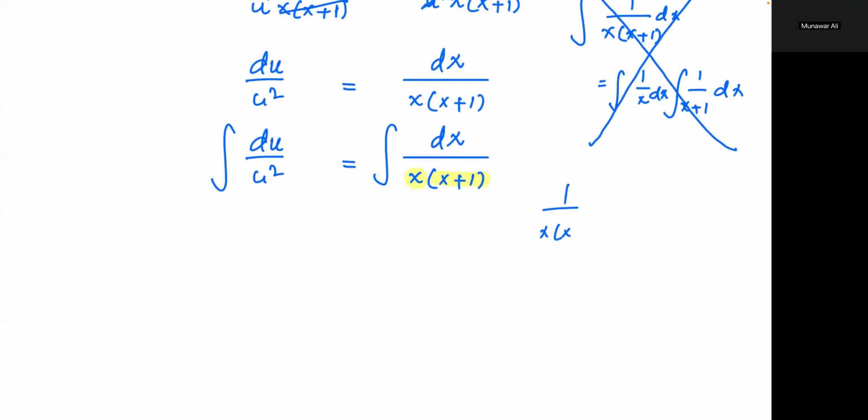We have to do partial fractions, which is this thing. We have to find a constant a whose denominator is x, and we have to find another constant b whose denominator is x plus 1. So you find the values of a and b. So the left hand side is equal to right hand side. So the integral of left hand side is the integral of the first term plus the integral of the second term. That's it.